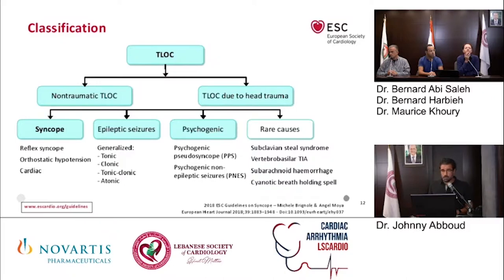When we talk about the total loss of consciousness, first we should differentiate non-traumatic from traumatic loss of consciousness. We'll be focusing on non-traumatic total loss of consciousness and mainly on syncope. We have other causes of total loss of consciousness like epileptic seizure, psychogenic, and rare causes like subclavian steal syndrome, vertebrobasilar TIA, subarachnoid bleed, and cyanotic breath-hold spell. But we'll be focusing mainly on syncope, with its three main categories: the reflex syncope, the orthostatic hypotension, and the pure cardiac causes of syncope, arrhythmia, and others.